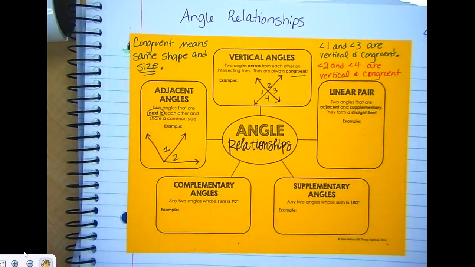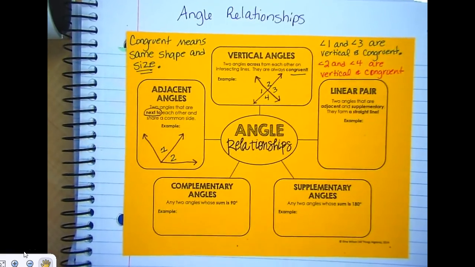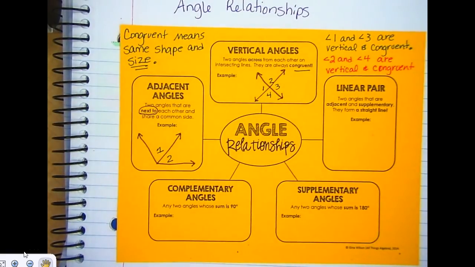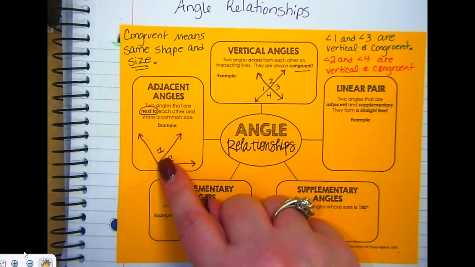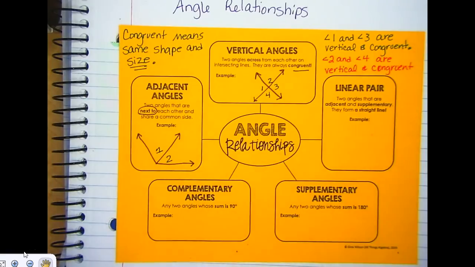So Monday and Tuesday we were working on adjacent angles and vertical angles. What do we need to know about adjacent angles? Somebody tell me. Krill, what do we need to know? They're next to each other. They're side by side. They're neighbors. And you can tell they're neighbors because they share a side or a ray, right? So angle 1 and angle 2 are adjacent. Are they congruent? Do they have to be the same size and shape? No, they can be, but they do not have to be.